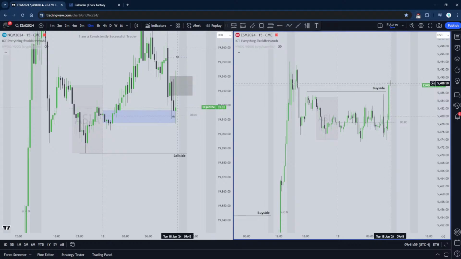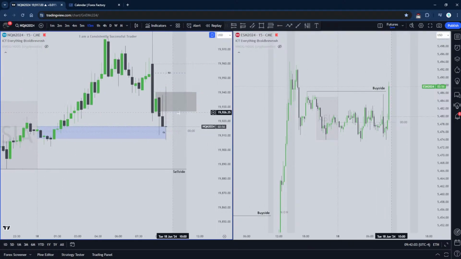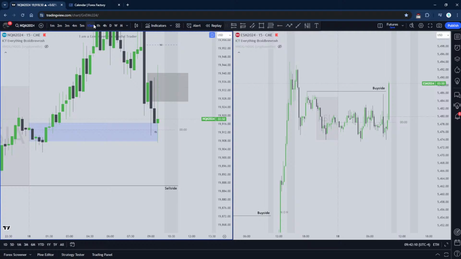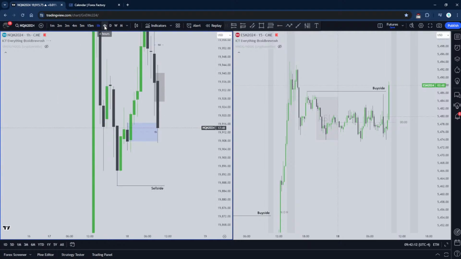So we're gonna identify the next few candles that we get and the story it tells us. One hour, keeping in mind that reclaimed order block.